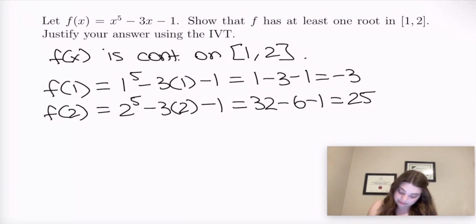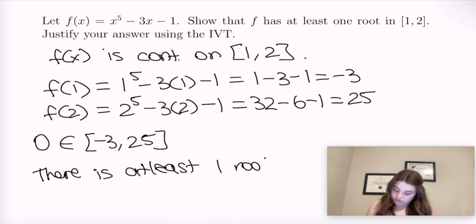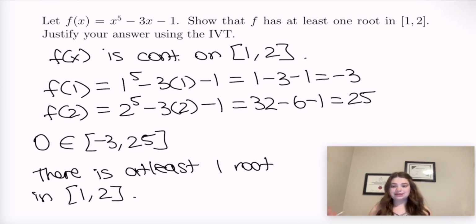And so therefore, we know that there is a 0 somewhere from negative 3 to 25. And so because there is a 0 somewhere in there, there is at least one root in our original interval from 1 to 2, right? Because we got a negative and a positive, and so 0 is a part of that. All right, let's do one last one.